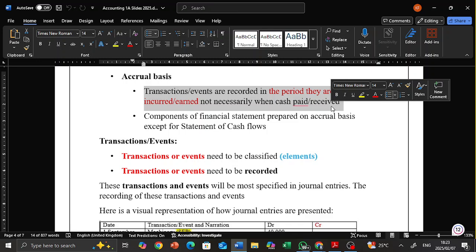All I want you to understand is accrual basis of accounting means that we record our transactions and events when they happen. We don't need to see cash flow. We just need to record as soon as it happens.